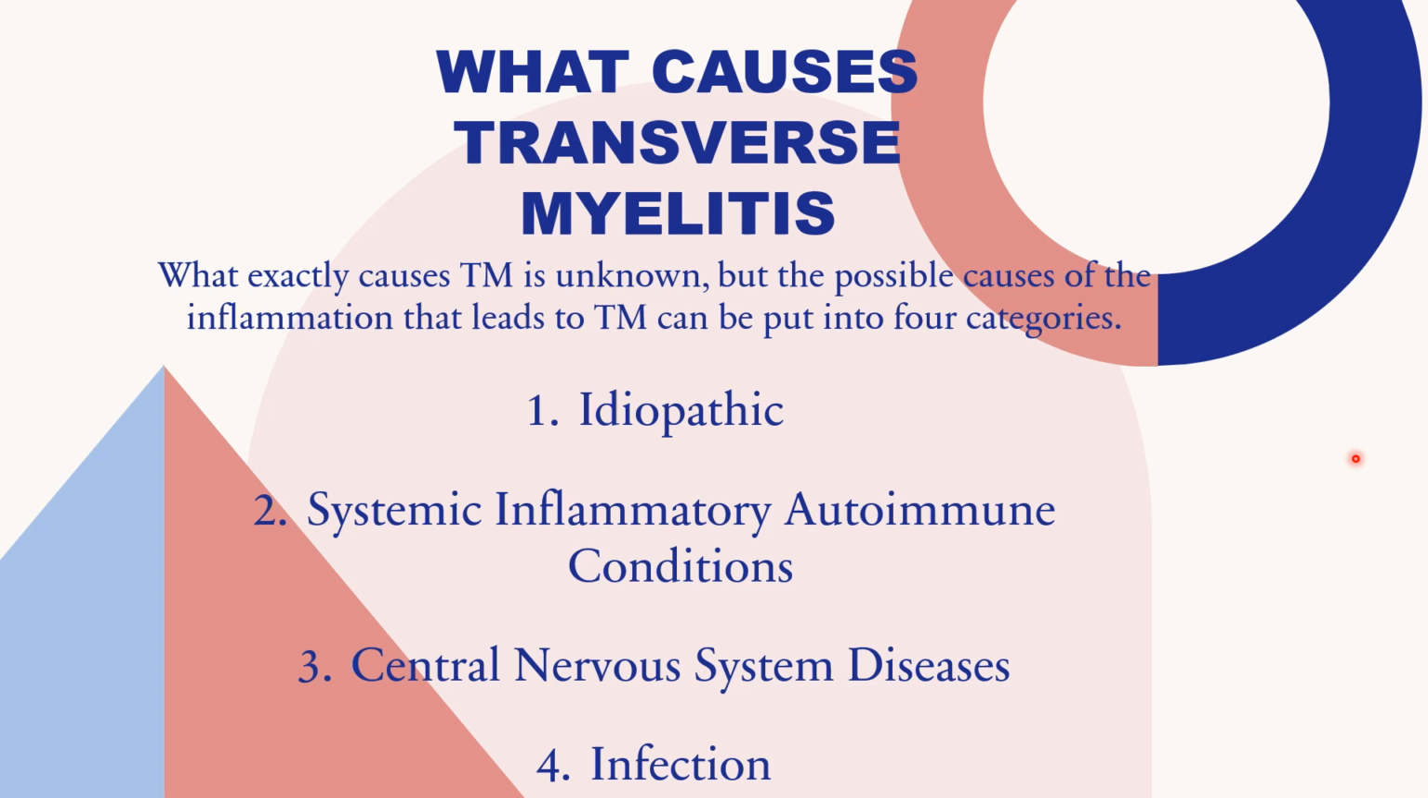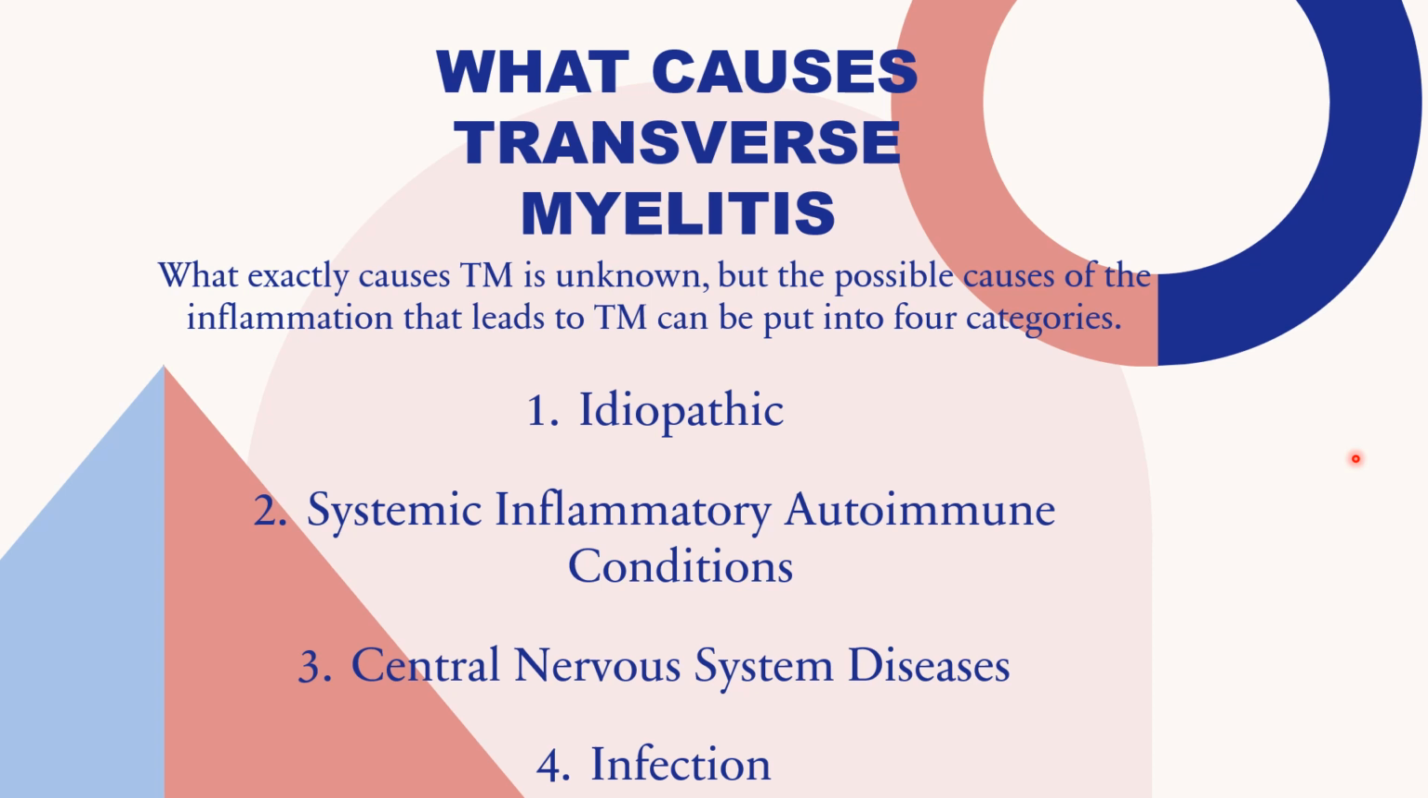The cause of transverse myelitis is unknown, but doctors, researchers, and scientists believe that the cause can be placed in 4 different categories. The most common supposed cause is idiopathic, meaning they have no idea what caused the inflammation. Scientists think that idiopathic transverse myelitis results from an excessive and abnormal immune response against the spinal cord, which leads to inflammation and tissue damage. But the trigger that starts these events is unknown.